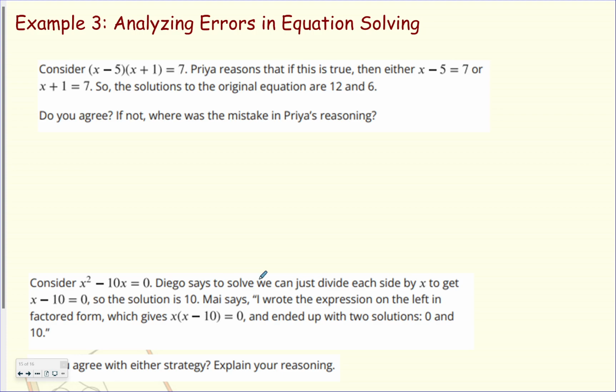So, here's another kind of question that we can answer from this. Say that you have this equation (x - 5)(x + 1) = 7. Well, Priya reasons that if this is true, either x - 5 = 7 or x + 1 = 7. So the solutions are 12 and 6. Do we agree with that after all this lesson?